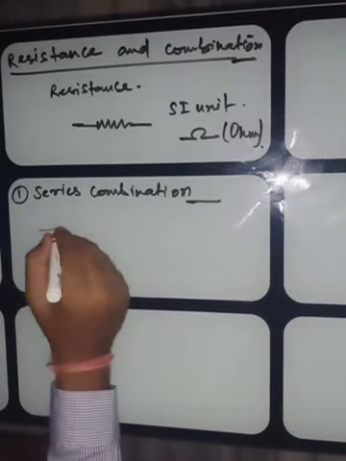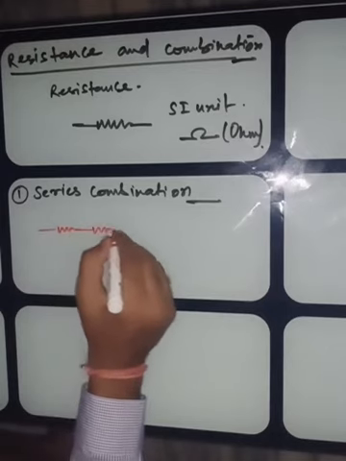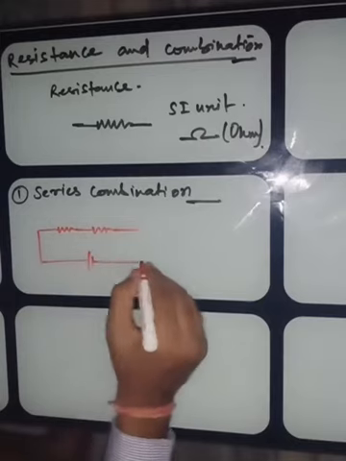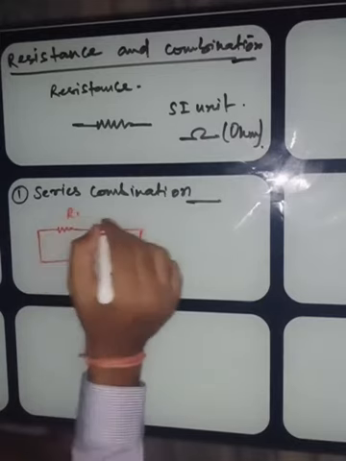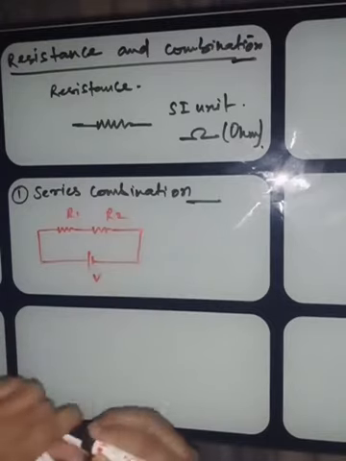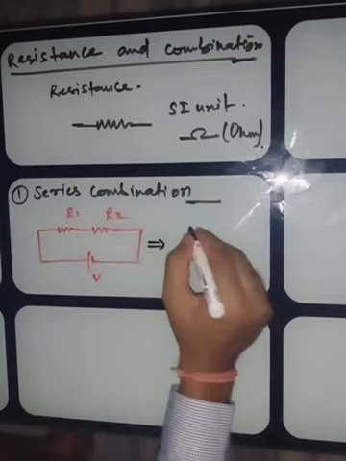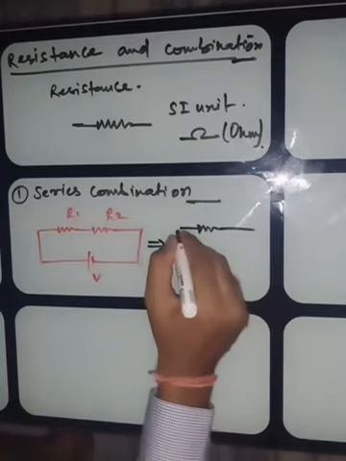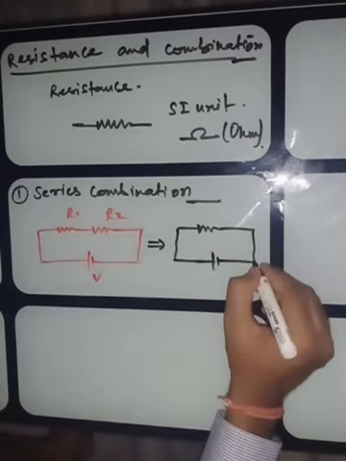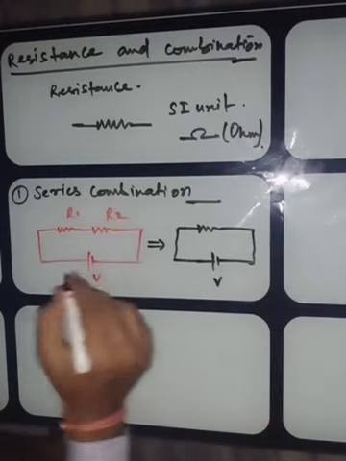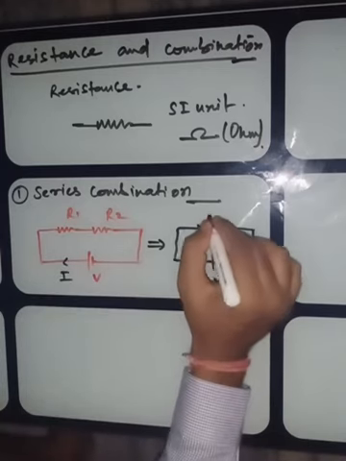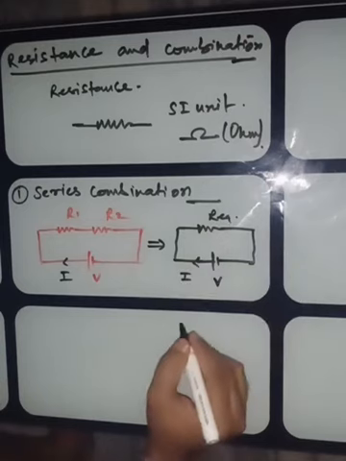Suppose you have two resistors connected in series with a battery. Suppose R1 and R2, and the battery voltage V. What you have to do is find one resistor in place of these. But the condition is what? You have to maintain the same voltage. If it is drawing the current I, then this will also draw the current I, and this could be considered the R equivalent, my dear student.